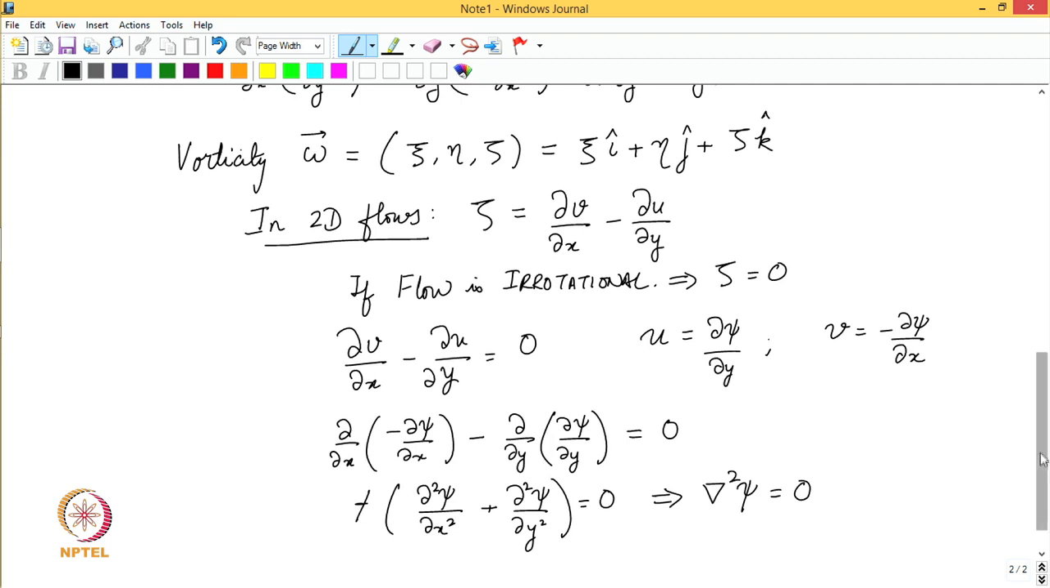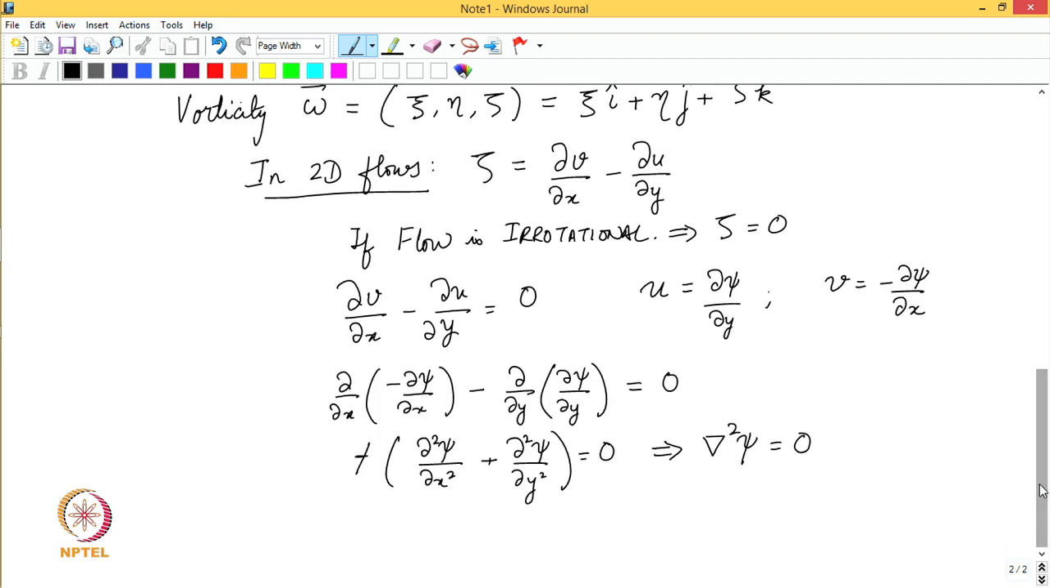So, this very important result that we have derived now is that for irrotational flows, just like the velocity potential, the stream function also satisfies the Laplace equation.